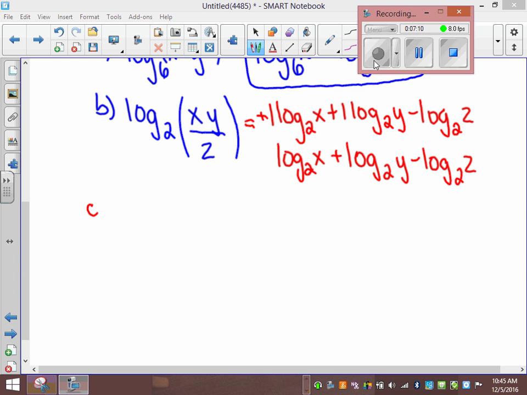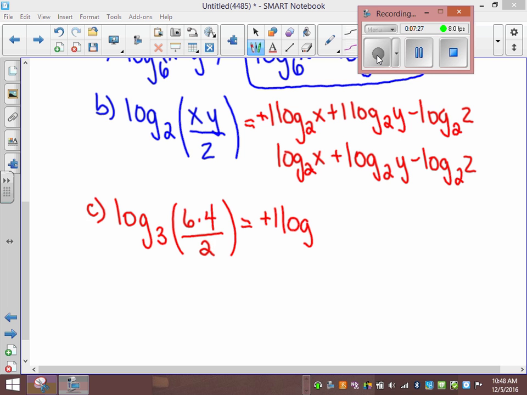Okay. C. Log base 3 of 6 times 4 over 2. So we're going to get positive 1 log base 3 of 6 plus 1 log base 3 of 4 minus log base 3 of 2.